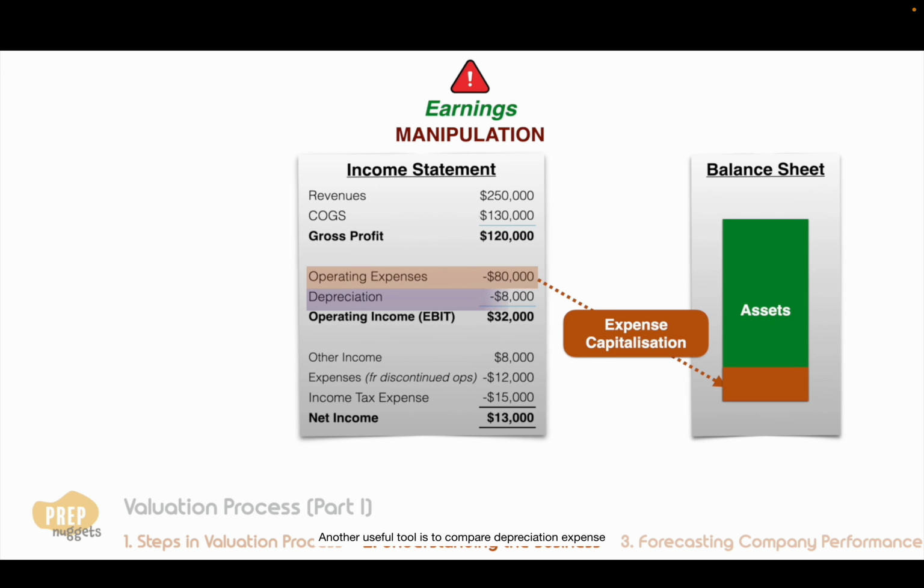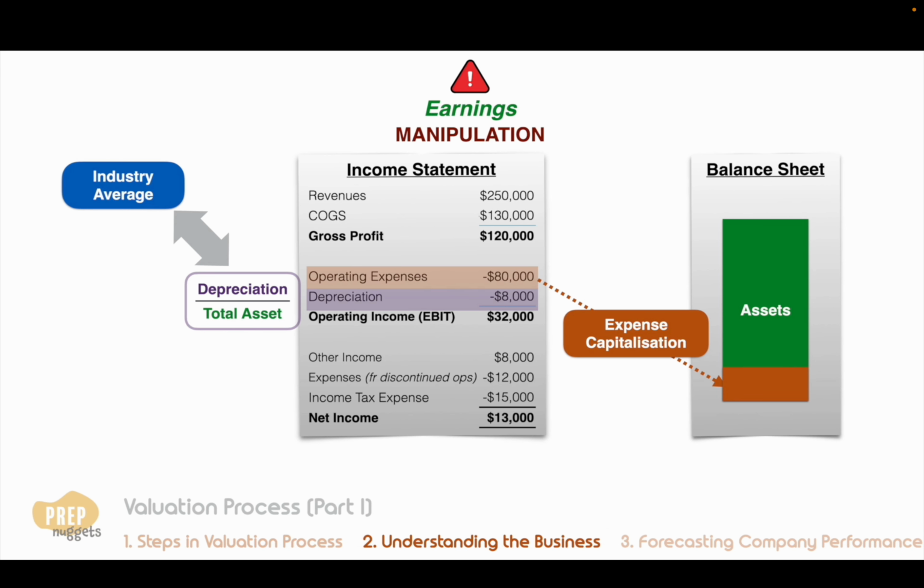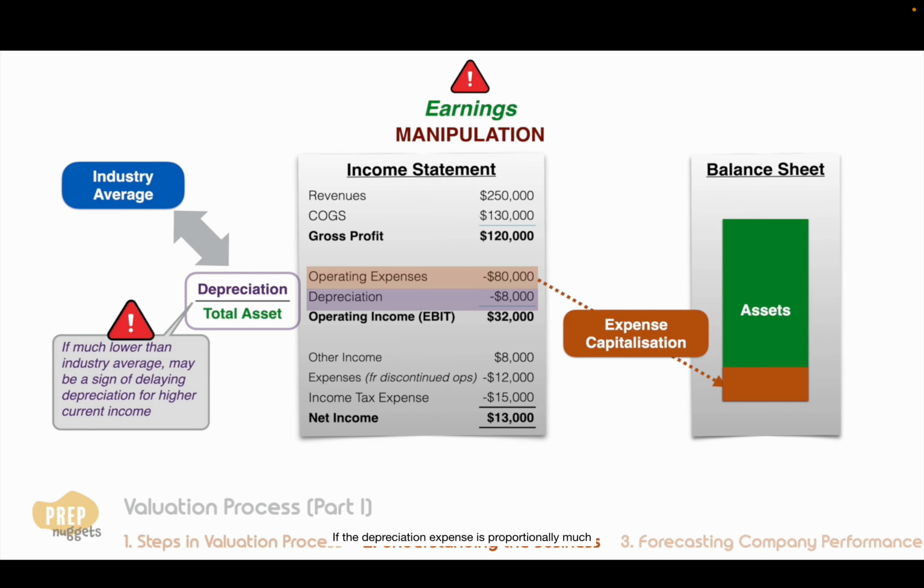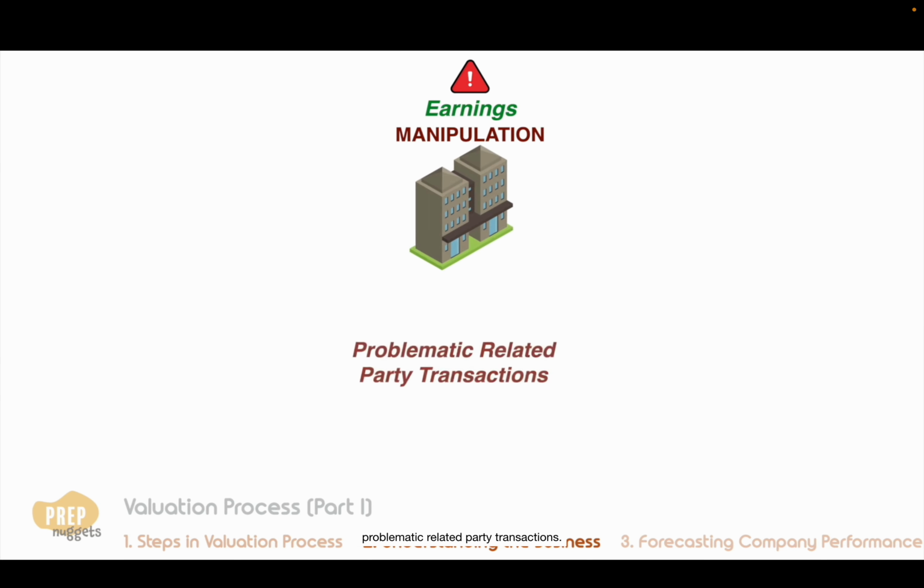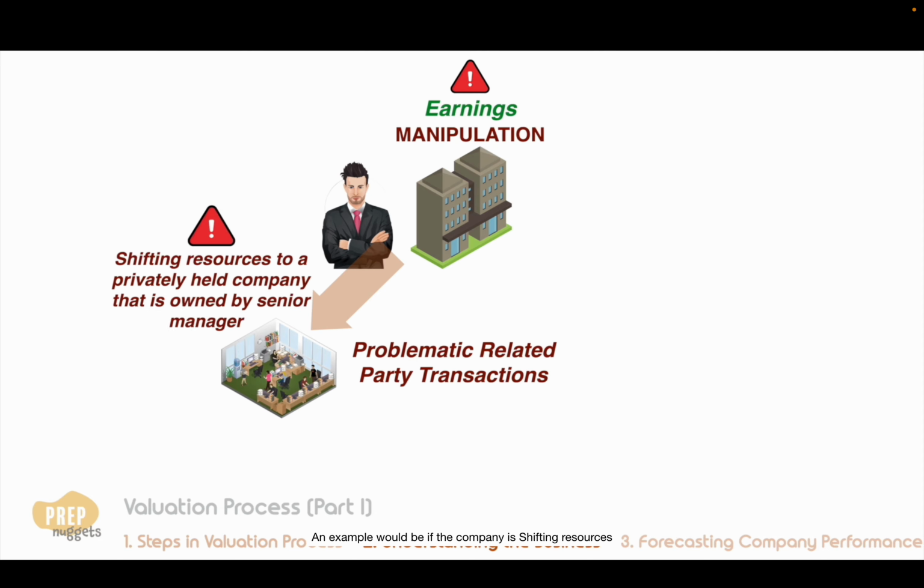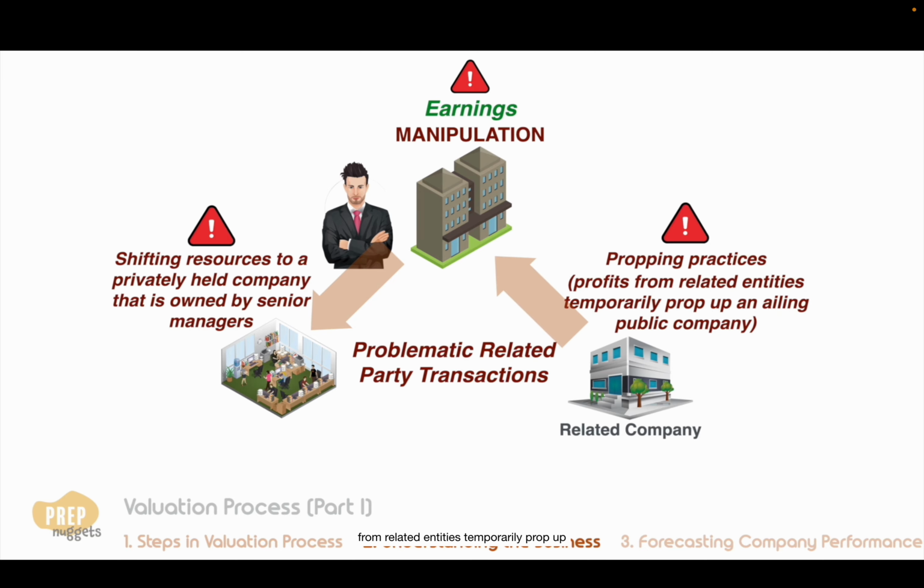Another useful tool is to compare depreciation expense as a proportion of total assets over time and with peers. If the depreciation expense is proportionally much lower than the industry, this also warrants further investigation, as this could be a sign of the company delaying depreciation for higher current period income. And lastly, check for problematic related party transactions. An example would be if the company is shifting resources to a privately held company that's owned by senior managers. Also, watch out for propping practices whereby profits from related entities temporarily prop up an ailing public company.